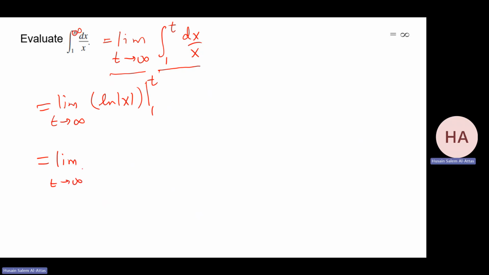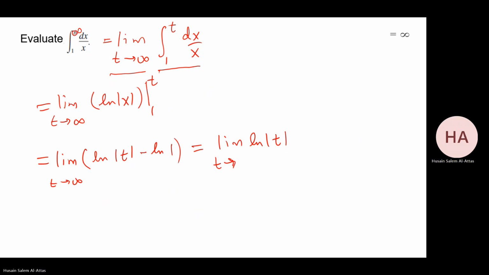So that will be the limit as t goes to infinity. Do the calculation. I have ln of the absolute value of t minus ln 1. What is ln 1? 0. So that will be the limit as t goes to infinity of ln of the absolute value of t. Now I'm done with the integration, so I deal with it as a limit problem. What will be the limit of ln infinity? It will be infinity. So this integral diverges. That's mainly the idea. The rest is just calculation.